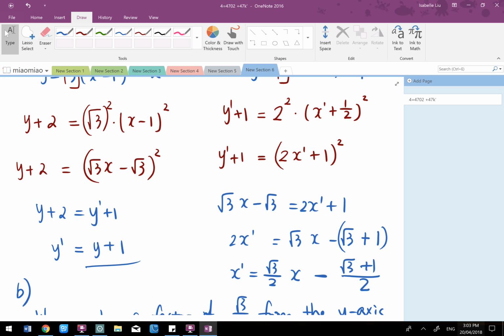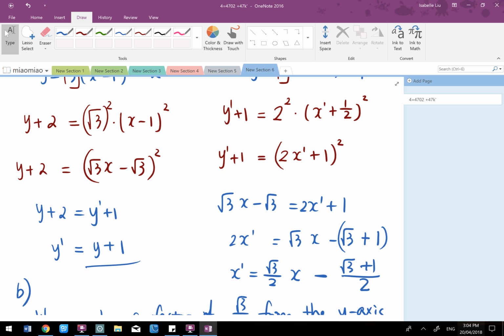And then for part B, I need a dilation from the y-axis, which is changing the x value. So the coefficient can't go to the y side. If you go to the y side, there must be a dilation for y. So that's why I combine that within the bracket to make dilation only happen for x. That's why I'm doing the working out for A and B. Does that make sense?